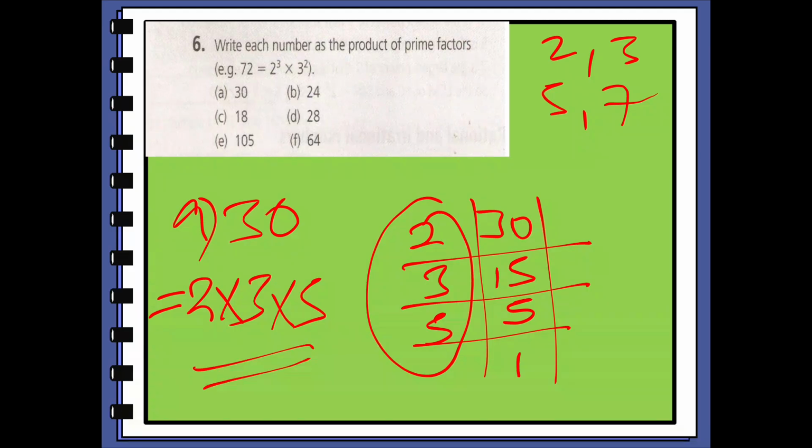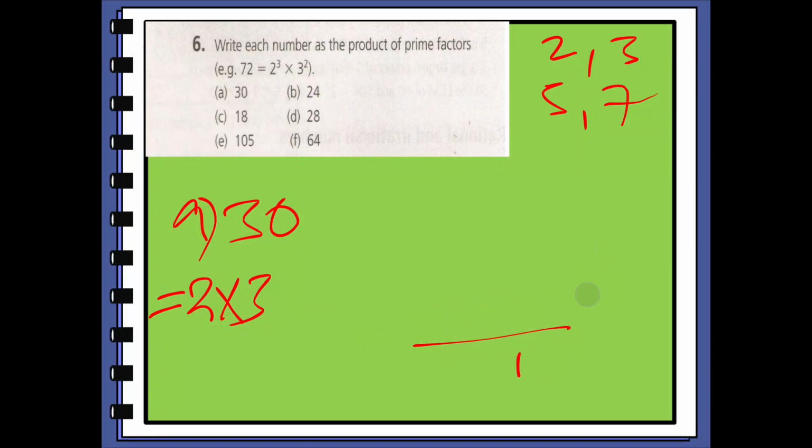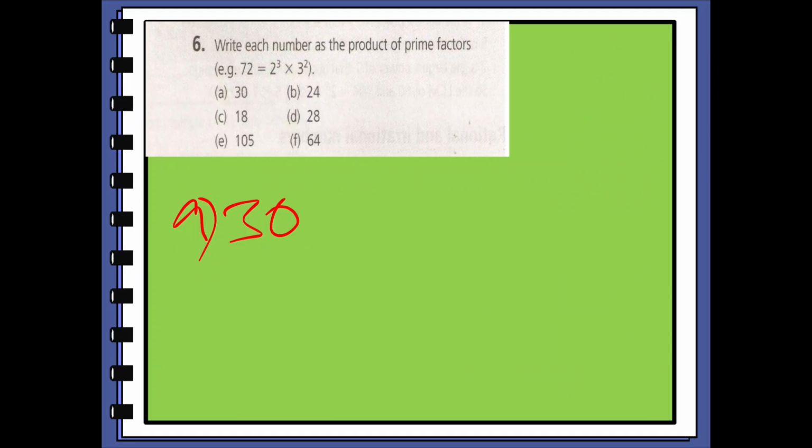Okay, now I want to show you a number that has repeated prime numbers, like maybe two or more 2's. So that was A, 2 times 3 times 5. Then I'll also try to solve B for you to see if you can understand better.